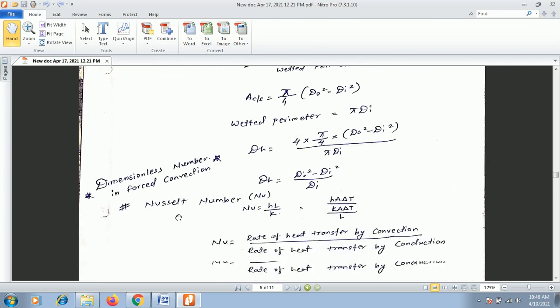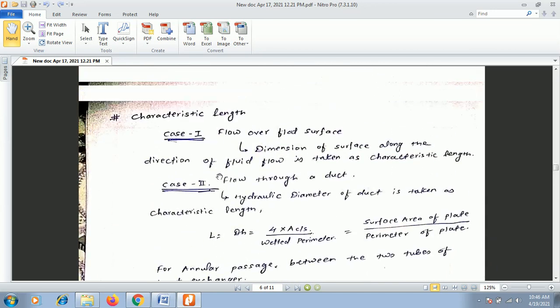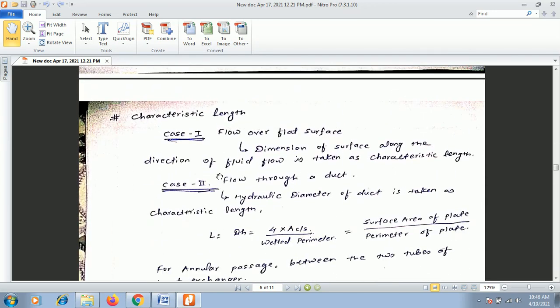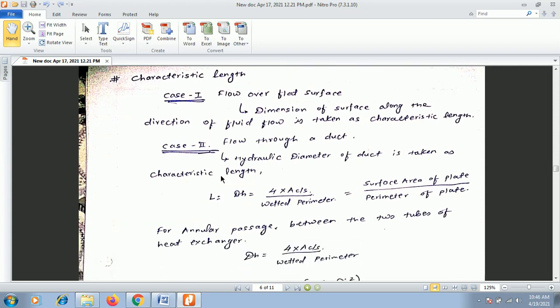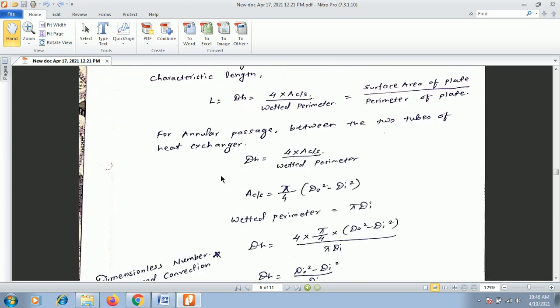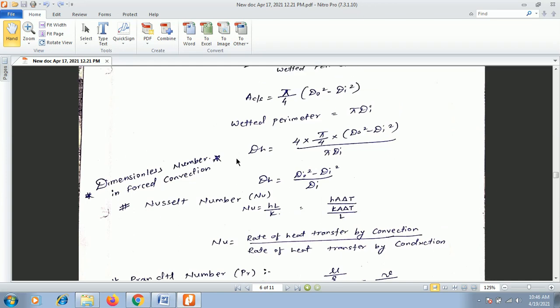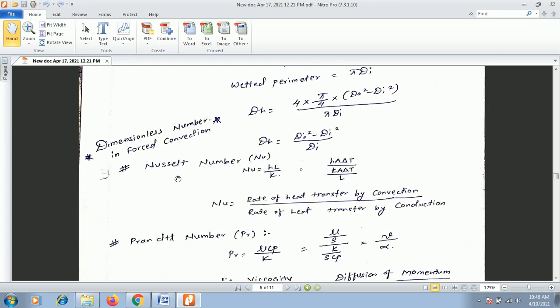Now let us proceed to the dimensionless numbers used in forced convection. This concept of mean film temperature, mean temperature and bulk mean temperature, and characteristic length for internal and external flow is used widely while solving the problems of forced convection. So the dimensionless numbers in forced convection are, first of all, the Nusselt number.